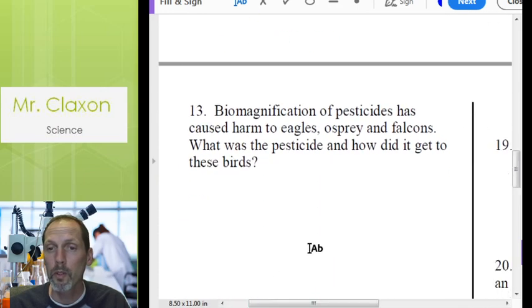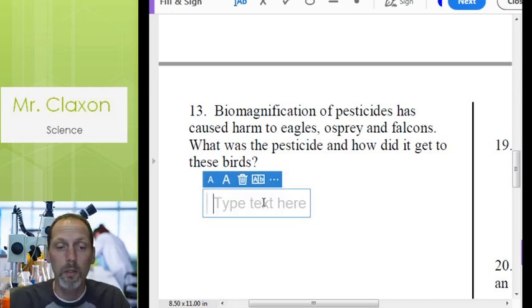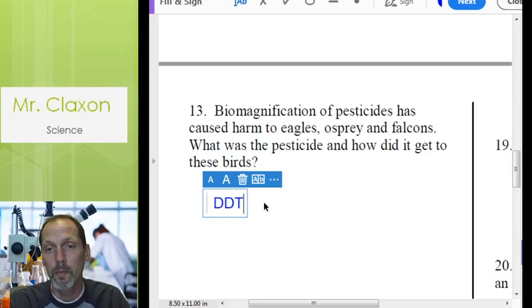On to question 13. Biomagnification of pesticides has caused harm to eagles, ospreys, and falcons. What was the pesticide, and how did it get to these birds? Well, it was DDT. If you want to spell out the whole word, go right ahead. But it got in the rivers.